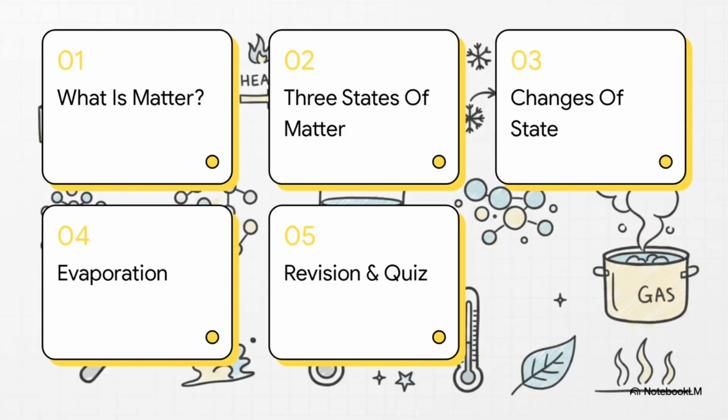Okay, so here's our roadmap for today. First up, what is matter? Then we'll hit the 3 states of matter. Third, how matter changes state. Fourth is evaporation and everyday life. And we'll wrap the whole shebang up with some crucial revision notes and a quick quiz.